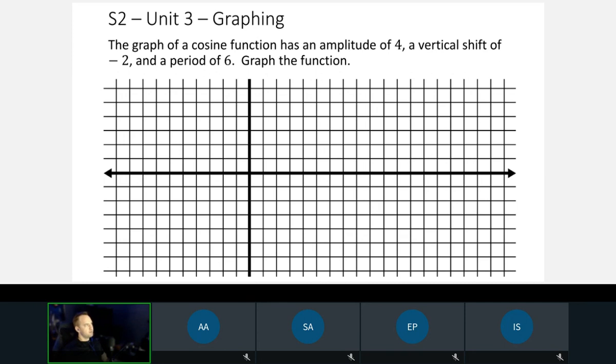All right, the graph of a cosine function has an amplitude of 4, a vertical shift of -2, and a period of 6. We want to graph the function.